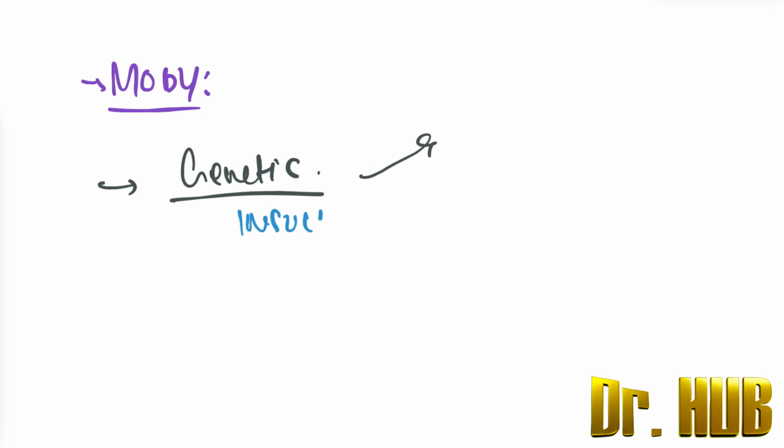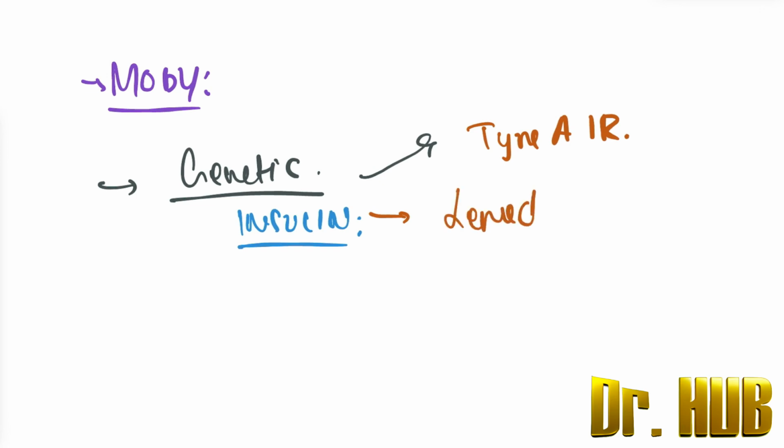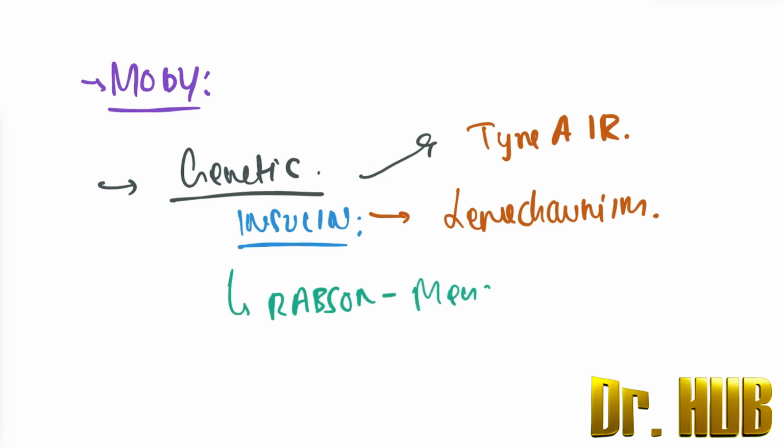Next, there are genetic defects in the insulin action. Genetic defects in the insulin action include type A insulin resistance, then leprechaunism, then the Rabson-Mendenhall syndrome, and lipodystrophy syndrome.